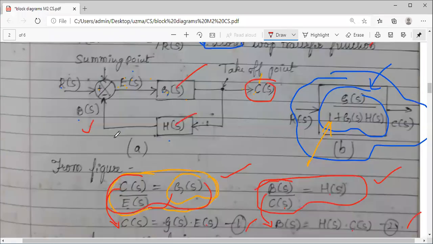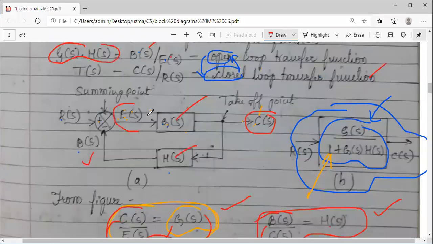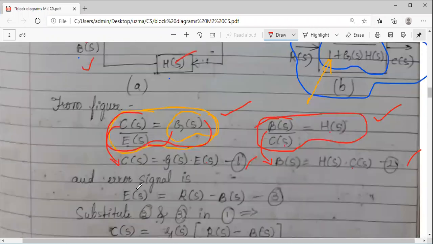Now from the figure, what is this error signal? The error signal is actually the difference between R and B. If you take the subtraction, you will get the error signal. So the error signal is the difference between the reference input and the feedback signal. So R minus B will give you the error signal.